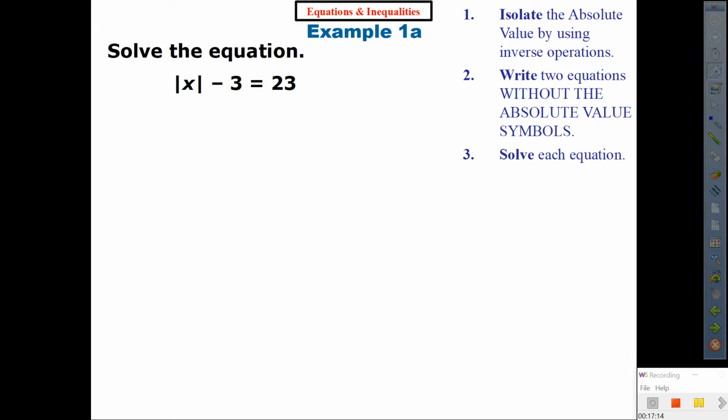Example 1a. Solve the equation: the absolute value of x, and outside the absolute value, we have negative 3, equals 23. Just copy it. Don't do anything else. I'm going to go through the process.